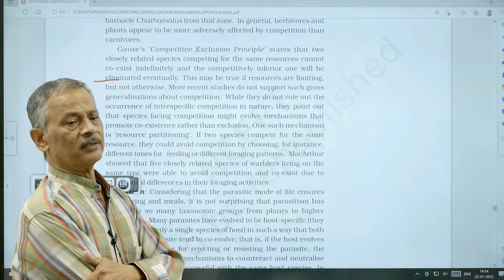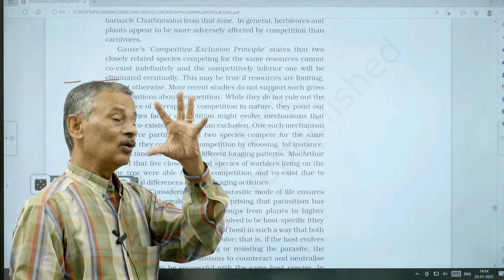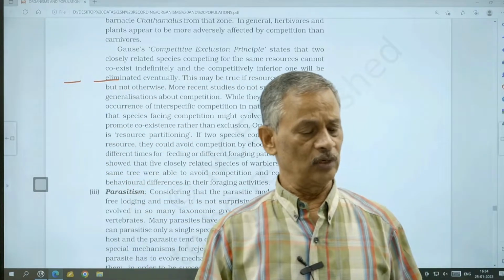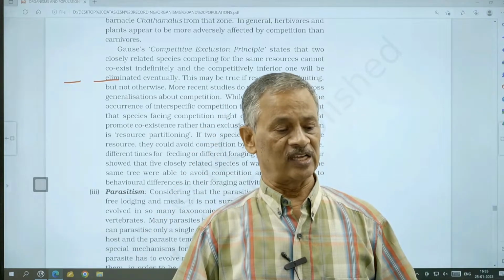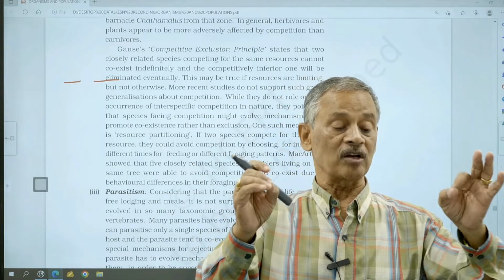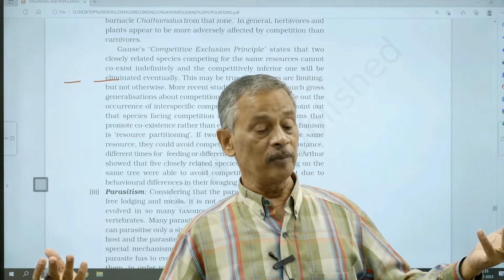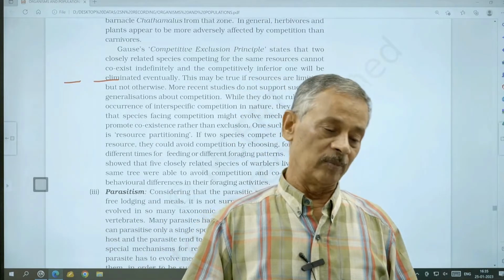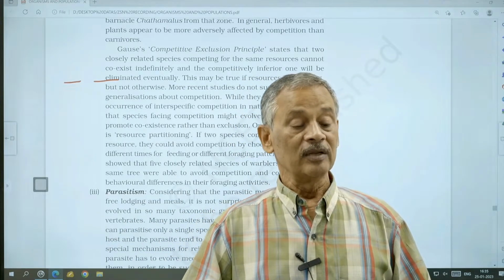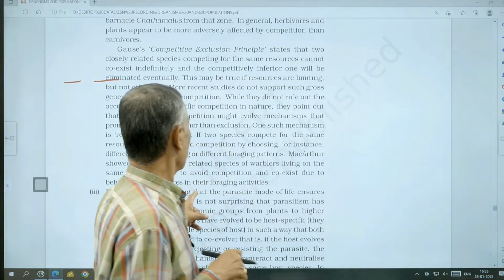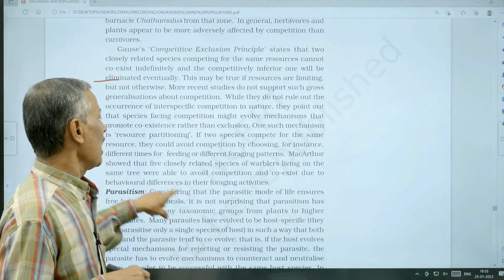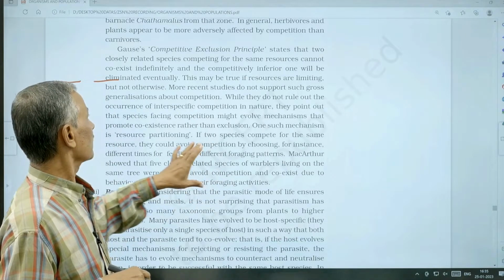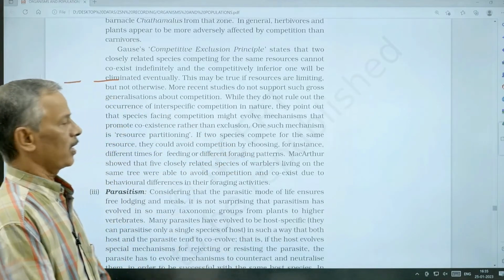He studied and found that five species of warblers are living in the same tree. There is plenty of food. They share the resources. This is what is called resource partitioning. So elimination does not always occur. If resources are plenty, there need not be elimination or competitive exclusion, but they will avoid competition and coexist due to behavioral differences in their foraging activities. That was studied by MacArthur.